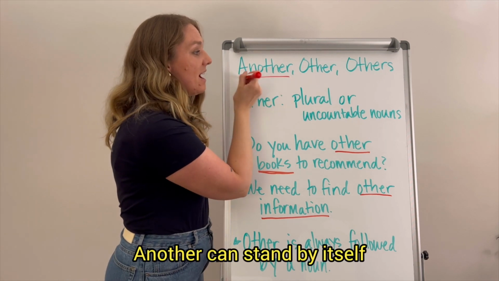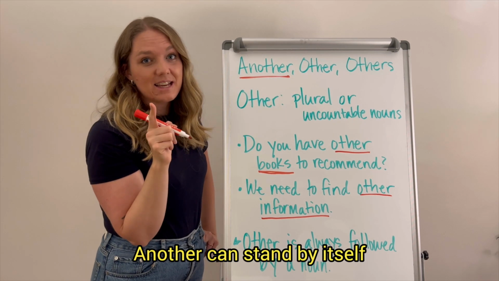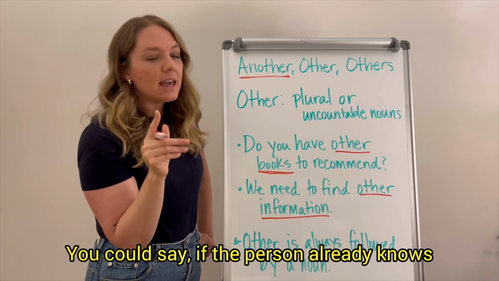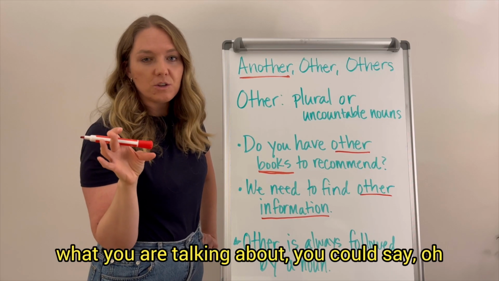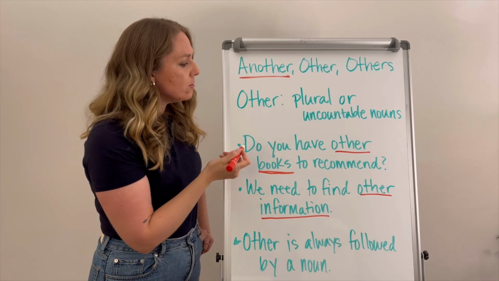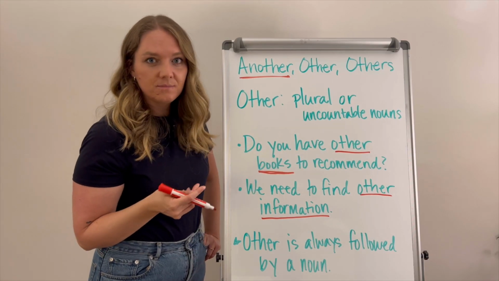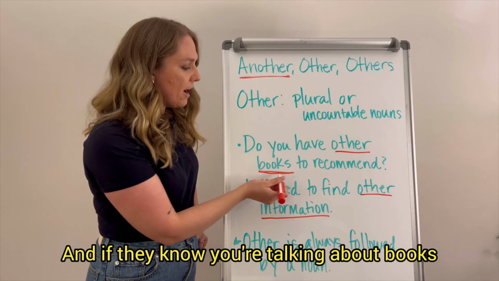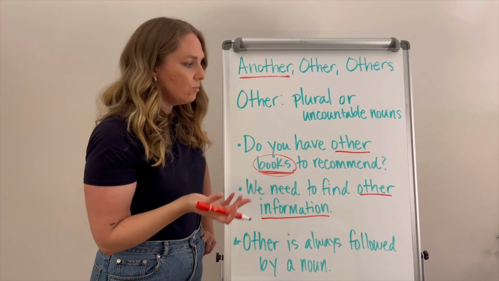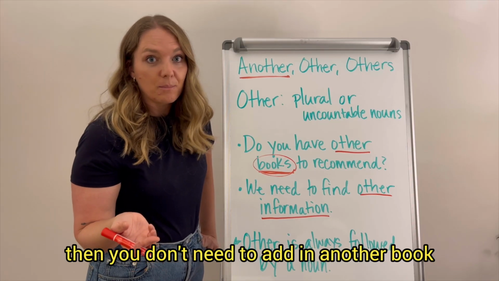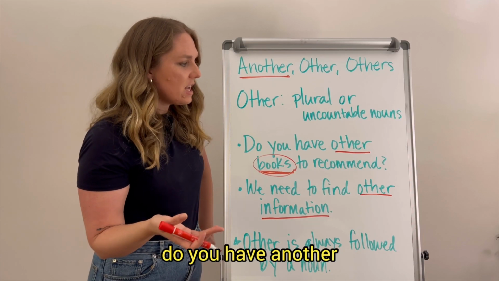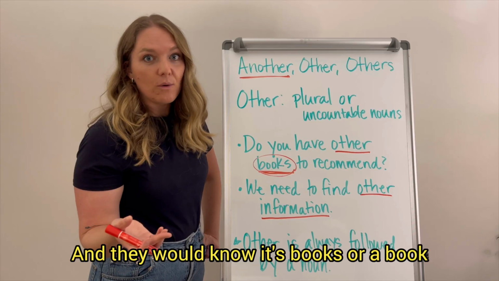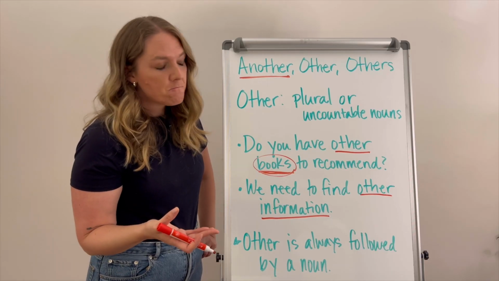Another can stand by itself. If the person already knows what you are talking about, you could say, oh, do you have another? Do you have another? And if they know you're talking about books, then you don't need to add in another book. You could say, oh, do you have another? And they would know it's books or a book.